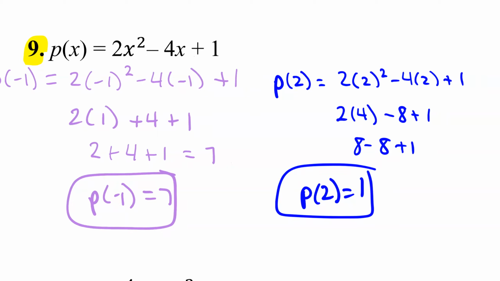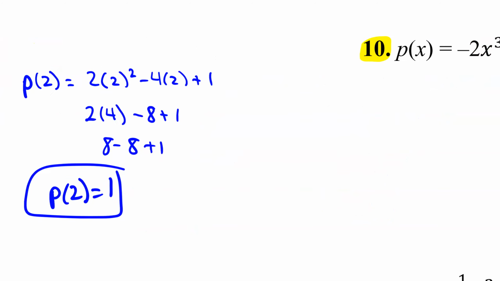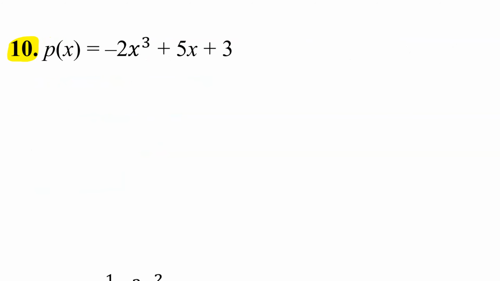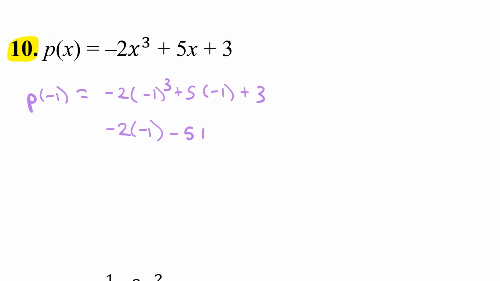All right, number 10. Just straight up plugging in. -1 times -1 times -1 is just -1. Yep, minus 5 plus 3.